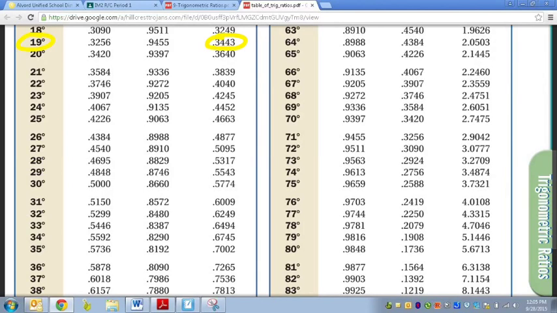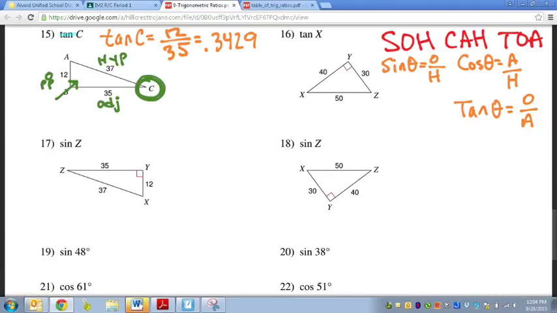Okay? So what we do is we get the decimal. We said tangent of C is 0.3429, and I go to this chart and I recognize, oh, 0.3443 is really close to that. And so I pick the one that's closest, and that's at 19 degrees. So if I go back here, that means angle C is actually going to be about 19 degrees. Okay? Now, that's how you use the chart, and that's what I want you to use tonight.